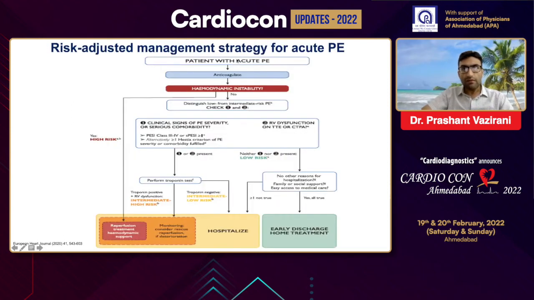So any patient with pulmonary embolism, you should anticoagulate them. And if there is any hemodynamic instability, you treat them as high risk. You should reperfuse them, as we discussed. And if they are not hemodynamically unstable, then as we know, you should calculate these three things: the PESI score, RV dysfunction, and your troponin levels. If all three are positive, then you should consider them for reperfusion or at least anticoagulate them. And if not, then you should at least hospitalize them and anticoagulate them for 5 days.